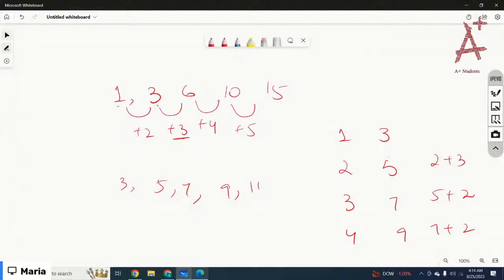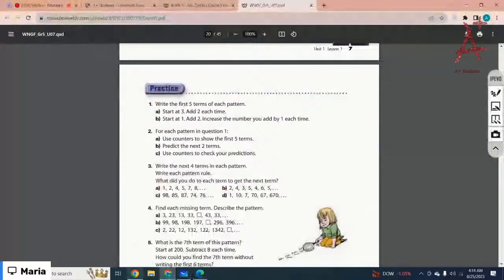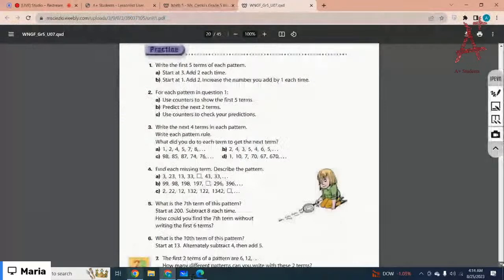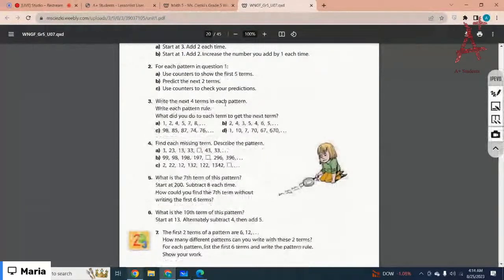Okay, the next one is question number 3. Write the next 4 terms in each pattern, right? You have to write the next 4 terms in the patterns. Write each pattern rule. What did you do each time to get the next term? Okay, you are given the patterns. Let's start with the first one: 1, 2, 4, 5, 7, 8.